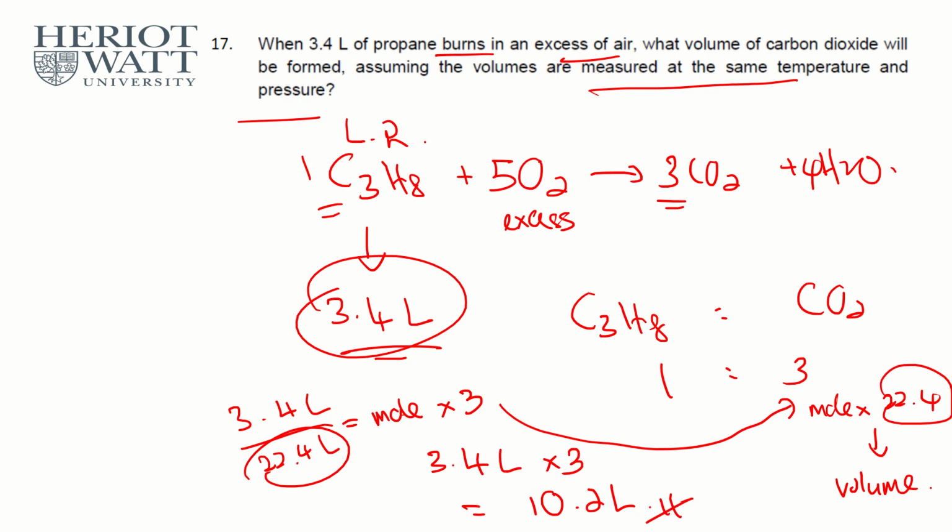Make sense? Divide by 22.4, you get a mole, mole times 3. In the end, I still have to multiply with 22.4 again. So divide and multiply cancel out the 22.4. Straight away, you use 3.4 liters times the mole ratio of 3, and you get 10.2 liters. That's the straightforward answer. All right, so question 18.